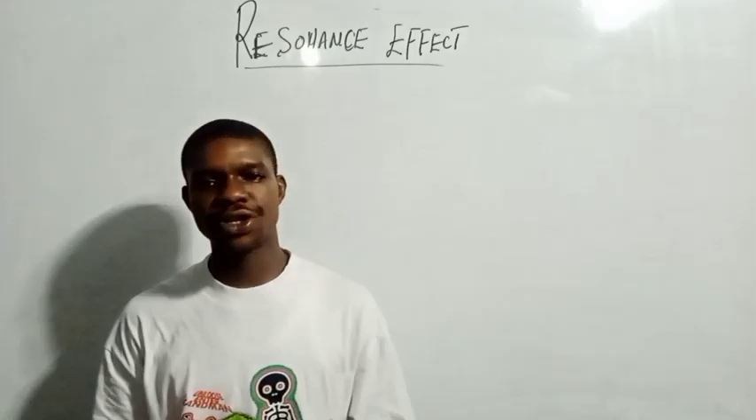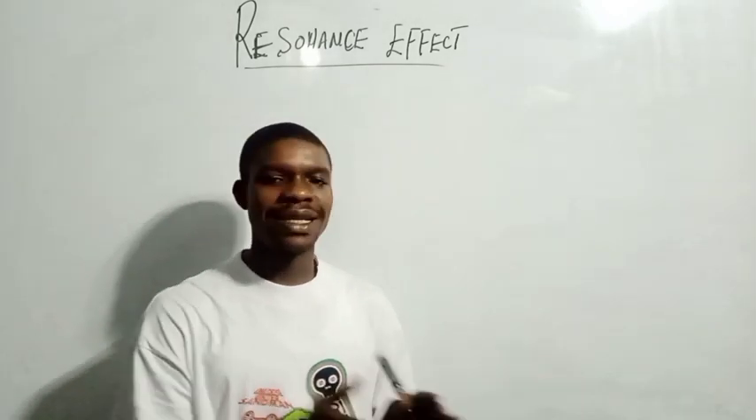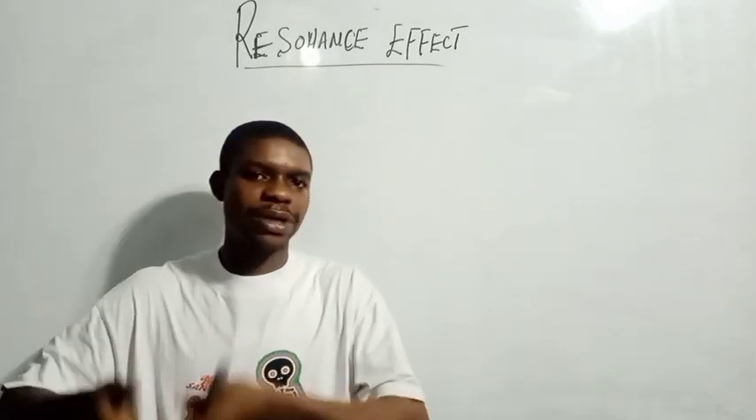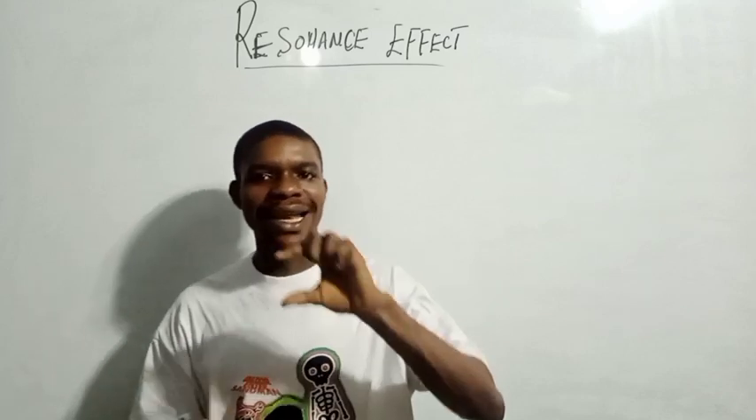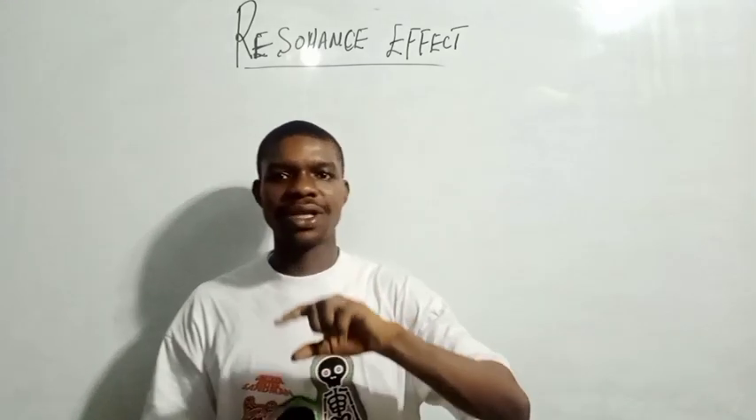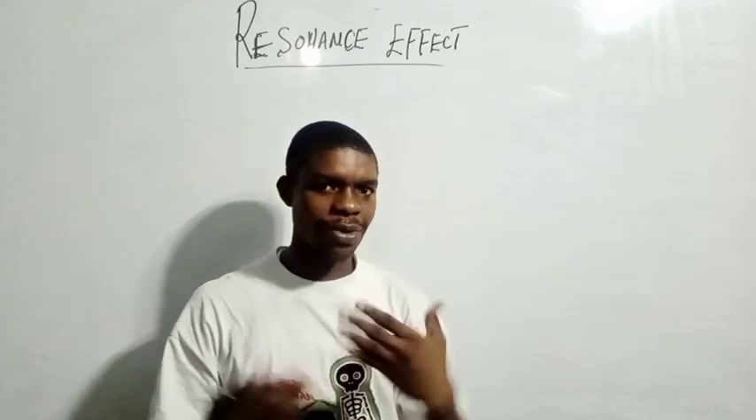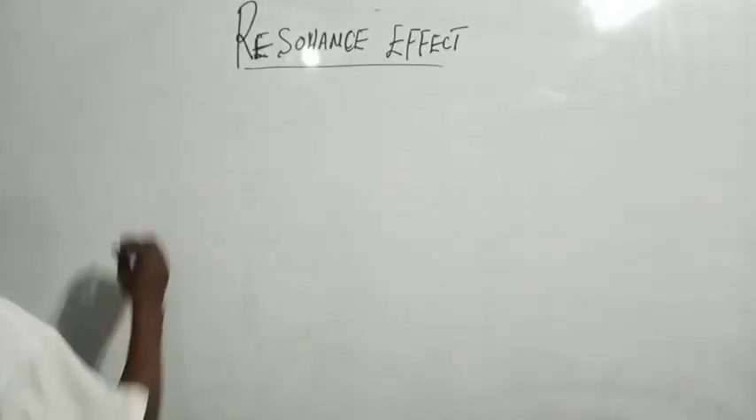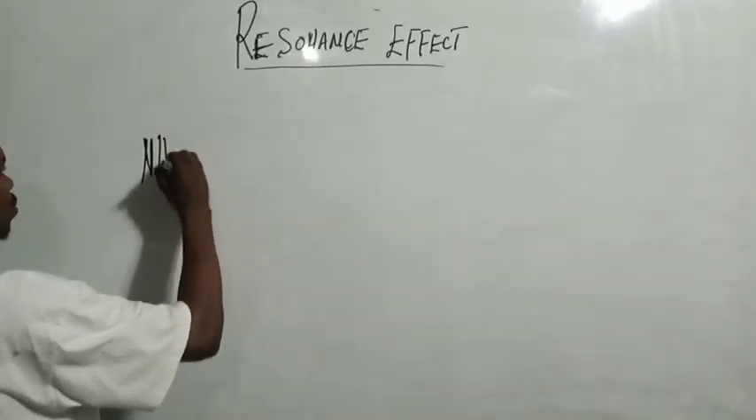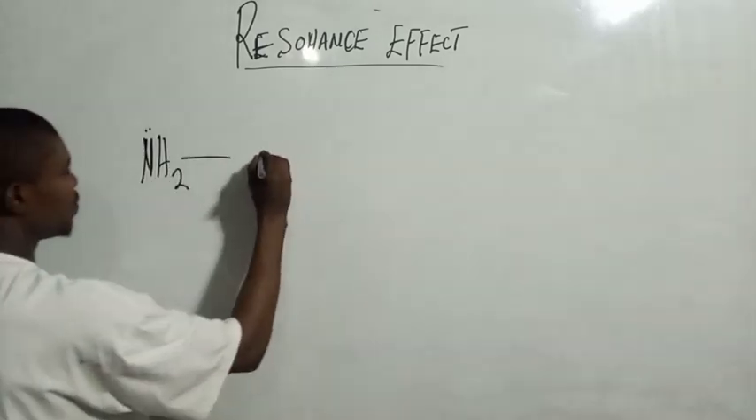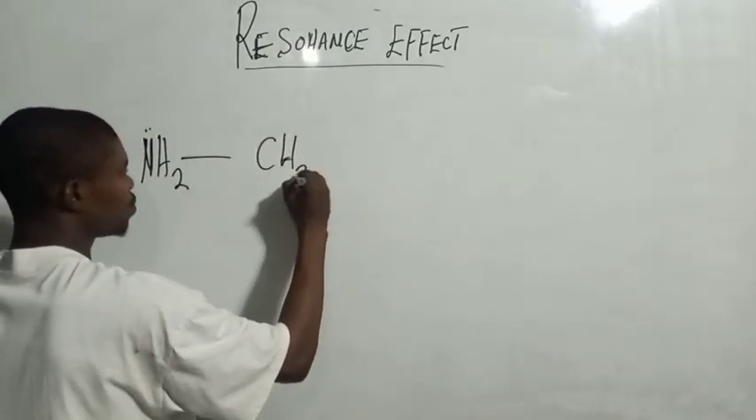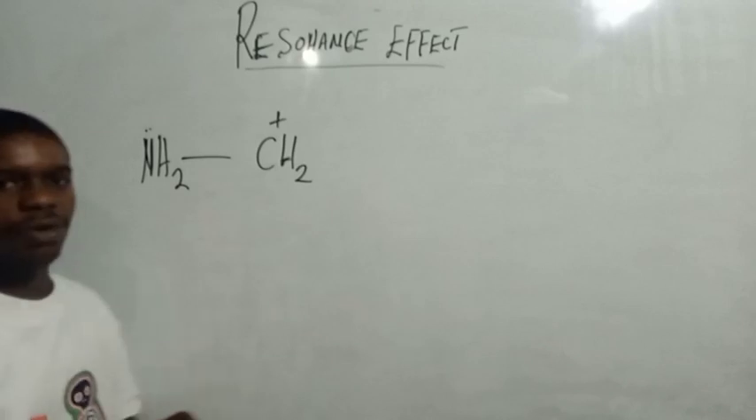So what are delocalized electrons? Delocalized electrons are electrons that can be shared between two or more atoms. They are not restricted to a particular atom. They are called electron redistribution. These are electrons that you can redistribute. I want to explain that to you. If, for example, I take the example here, we have CH2 positive here. Look at this one here.